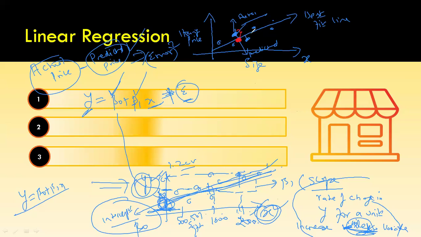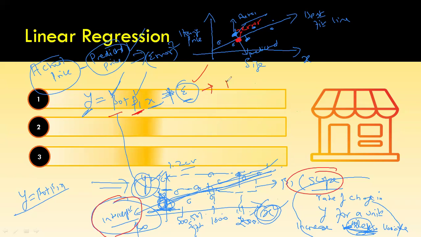The difference between these two is called your error. Got it? So all of you are able to understand each component in this equation. You got an idea. Beta naught is nothing but your intercept, and beta 1 is nothing but your slope. Intercept and slope, and E is your error.